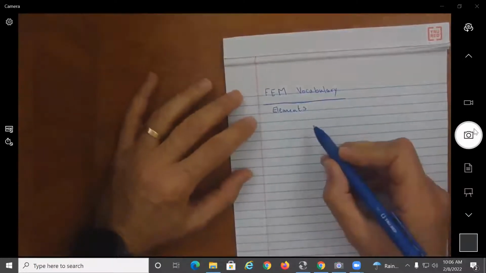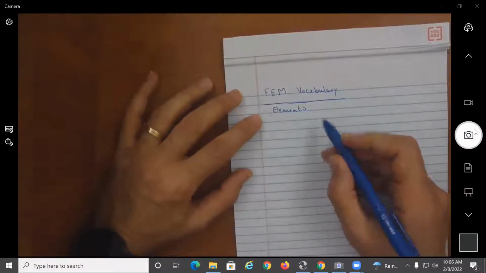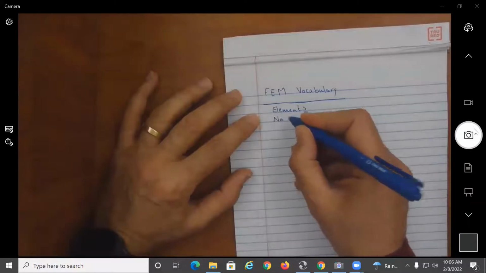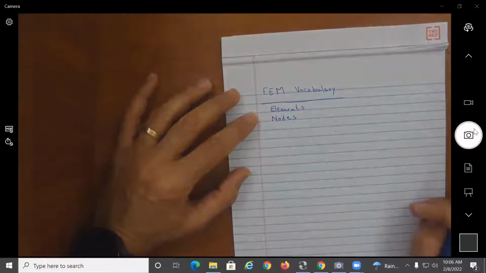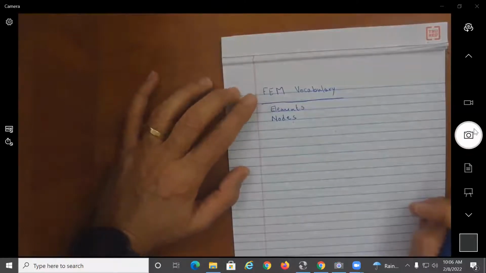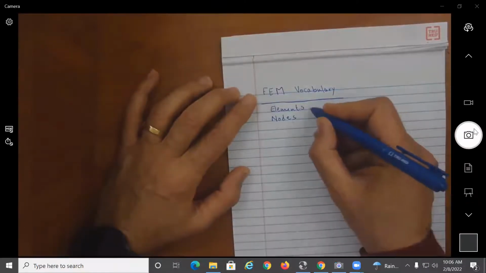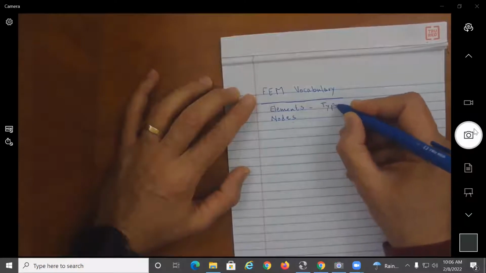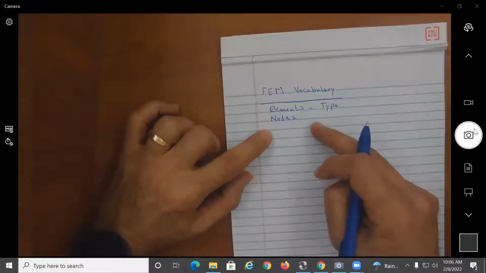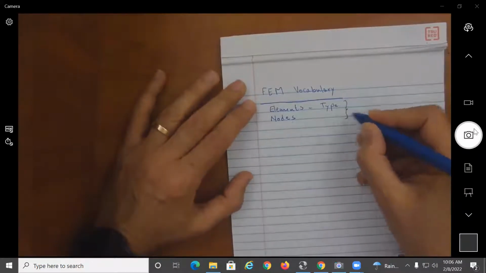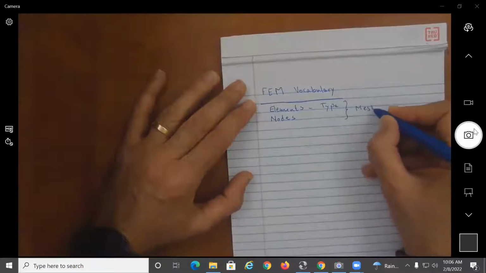And we looked at different types of elements. These elements are connected together at nodes. So we choose the type of element. Adjacent elements connect at nodes. The elements and the nodes make the mesh.